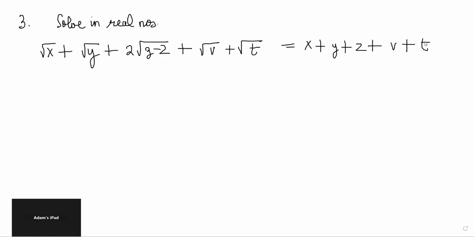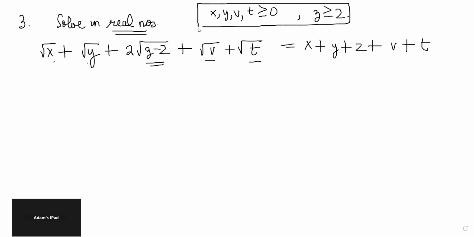So first thing that you should notice is always that when you have square roots and you have to do real numbers, then all of these have to be positive, right? What we know is x, y, v, and t are greater than or equal to 0, whereas z is greater than or equal to 2. That is known already. Otherwise, the equation will not be defined. Now, again, it's the same trick.